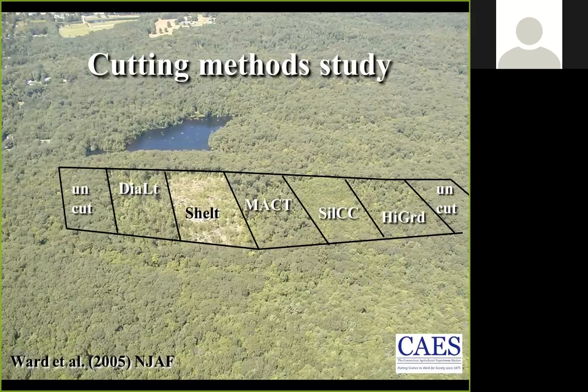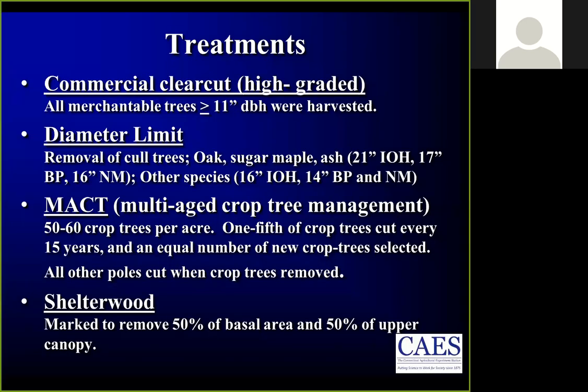So just to give you an example how this worked on one of our studies, if you're curious, you can find this in the Northern Journal of Applied Forestry or email me, I'll send you a paper. We did a study, and we actually have this replicated on a number of sites. We looked at a diameter limit, a shelterwood, multi-age crop tree management, and I'll define all these in a second. Silvicultural clear cut, which I'm not going to talk about today, and a high grade. And we looked at how the stands grew after you put in those different cutting methods. So our commercial clear cut, that was the high grade.